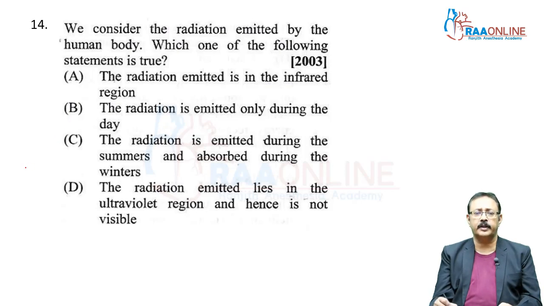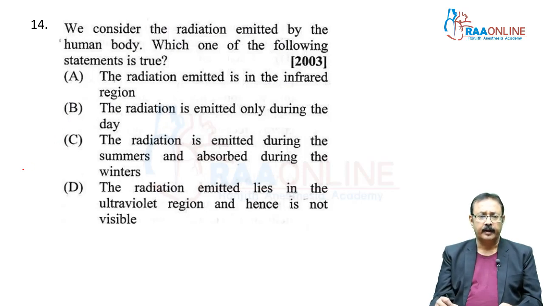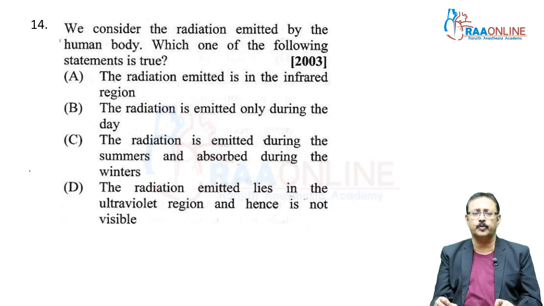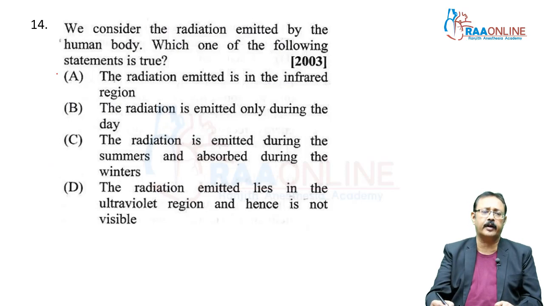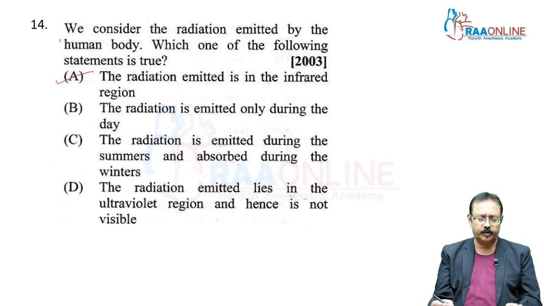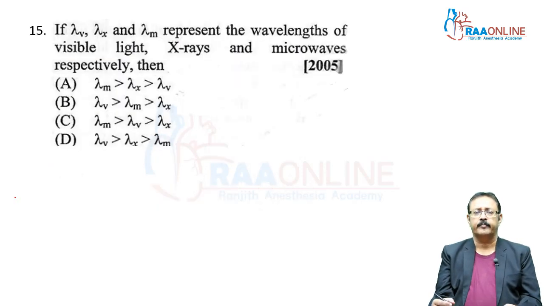Again from 2003 AIPMT. We consider the radiation emitted by the human body. Which one of the following statements is true? The radiations coming from the human body, according to wavelength, belong to the infrared region.